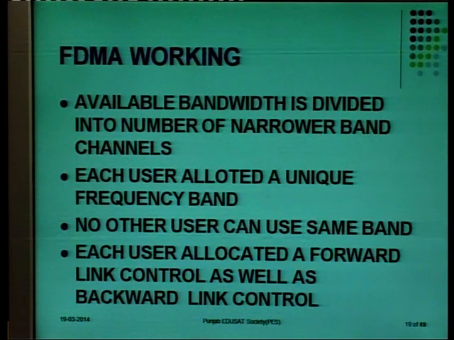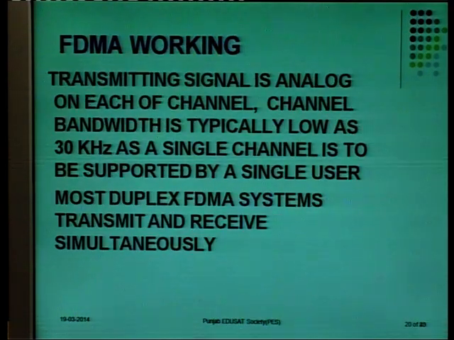Each user is allocated a forward link control as well as a backward link control. So each user has its dedicated forward link control and backward link control, so it can communicate forward as well as backward according to its requirement. The transmitting signal is analog in each channel. Channel bandwidth is typically as low as 30 kilohertz.